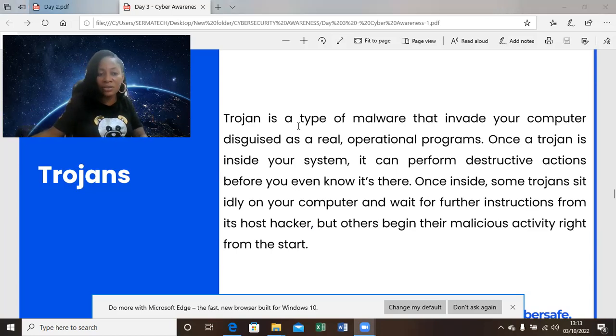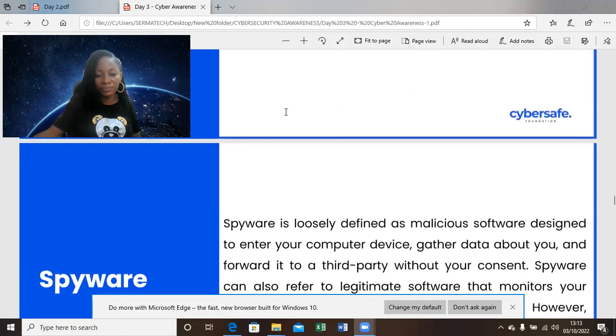Some of them don't start their destructive action immediately. They are just there, you think all is well, but all is not well. Then probably after a while, the system starts behaving funny, while some just start immediately. And it's usually controlled by a host hacker somewhere.